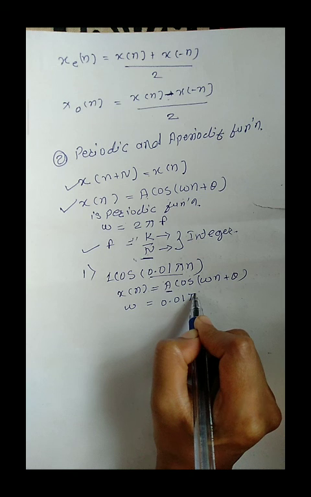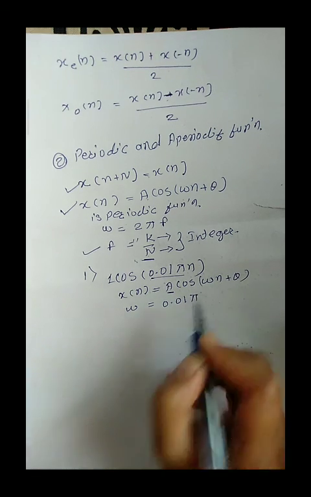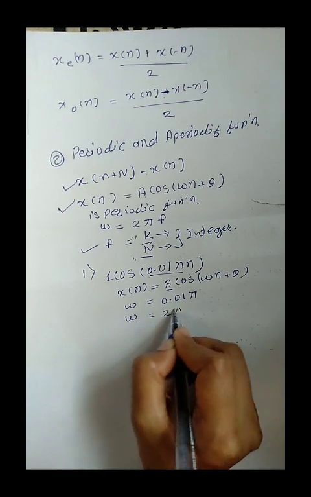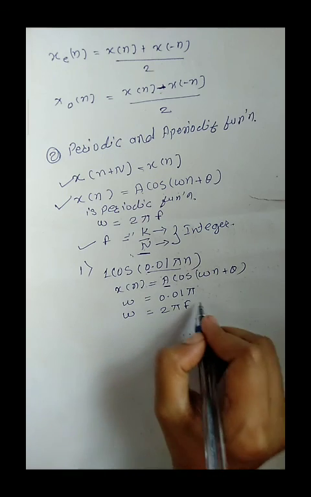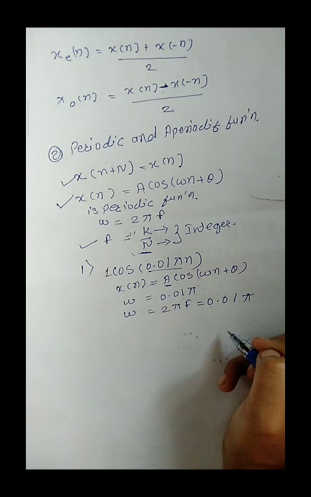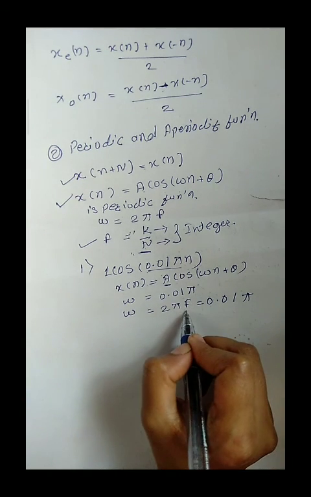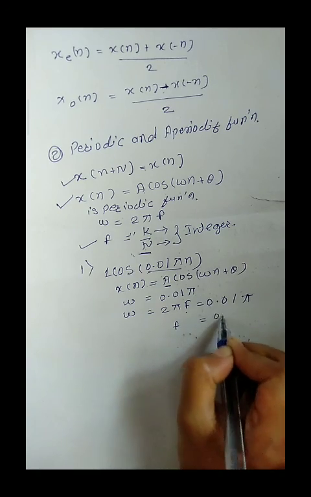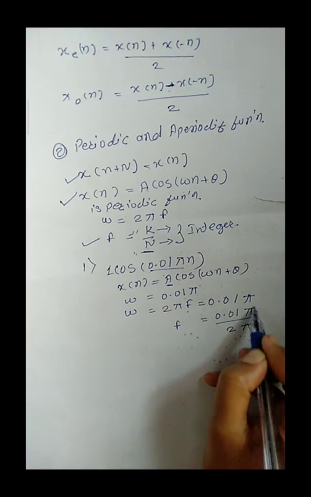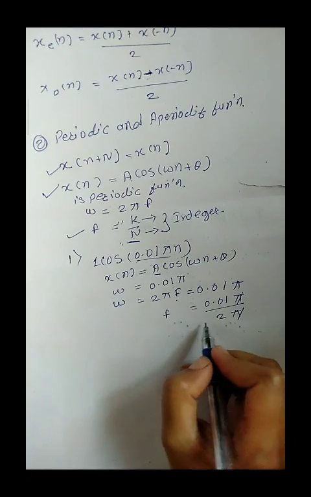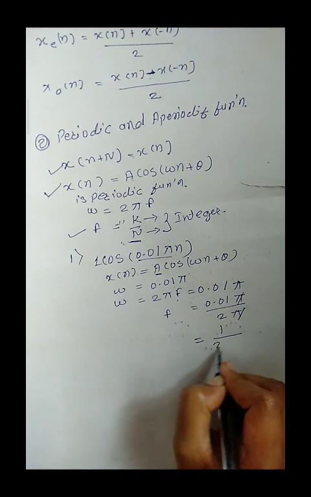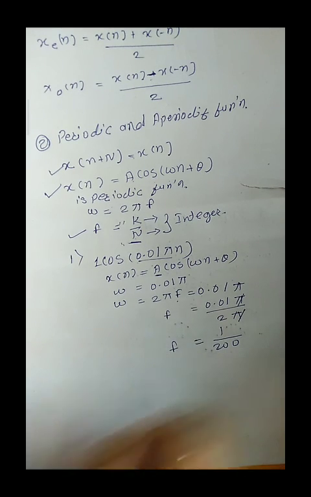Okay, then what is omega? Omega is equal to 2 pi f. Therefore 2 pi f is equal to 0.01 pi. Right? Okay, next, what is f? F is equal to 0.01 pi upon 2 pi. Here pi gets cancelled, and 0.005 I can write as 1 upon 200, is equal to f.